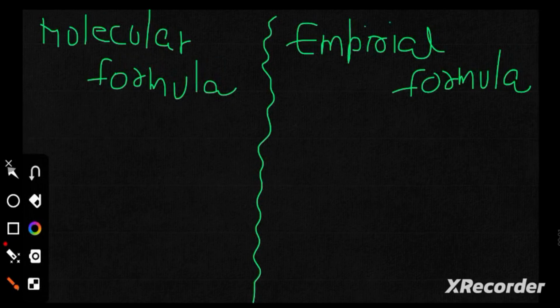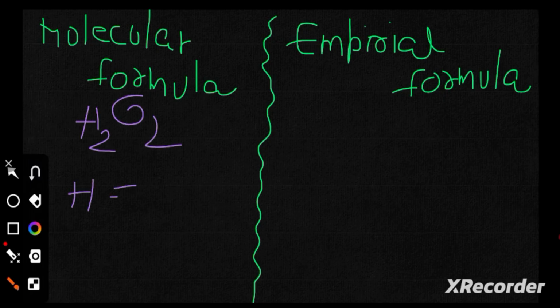What exactly is the difference between a molecular formula and empirical formula? If I talk about molecular formula, let's take an example of H2O2. How many atoms of hydrogen are there? Two, right? How many oxygen? It's two. Like glucose, carbon has six atoms, hydrogen has 12, and oxygen 6.